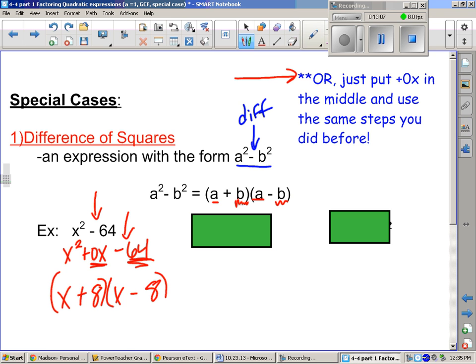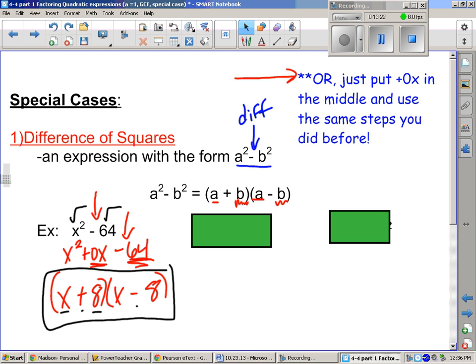Aha. The little quicker way is just to notice that the square root of x squared is x, and the square root of 64 is 8. So they're both x and 8, and then the signs are just different. So this is our final answer. Okay, so you just square root each, but one's a plus, one's a minus. Yeah.